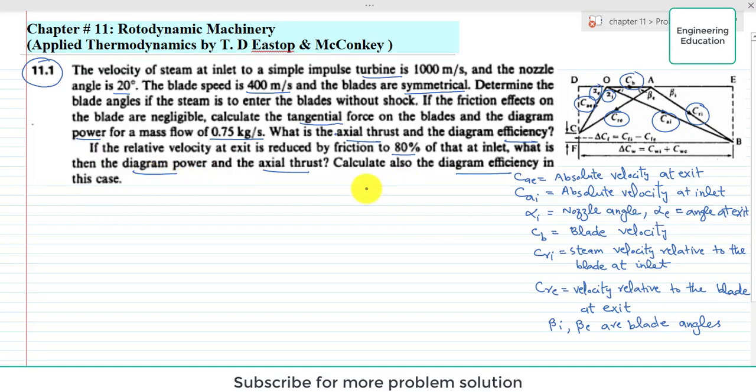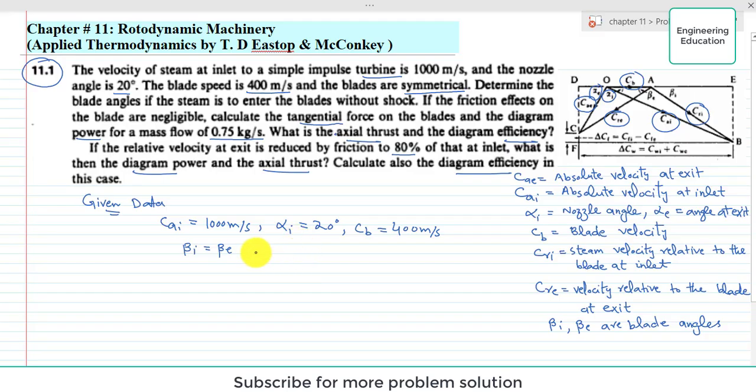So using these notations, first we will write the given data. We have given that the absolute velocity CAI at inlet is equal to 1000 meter per second. Alpha I, nozzle angle, is 20 degree. The blade speed CB is 400 meter per second. Blades are symmetrical. It means that beta I will be equal to beta E.